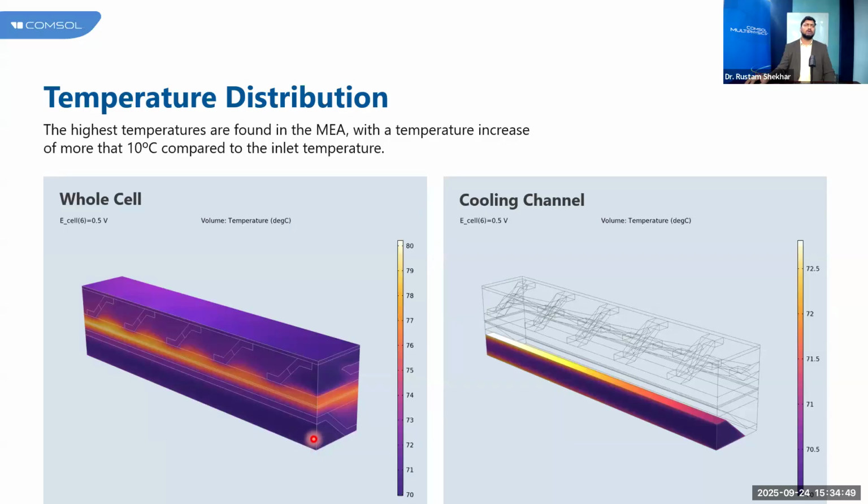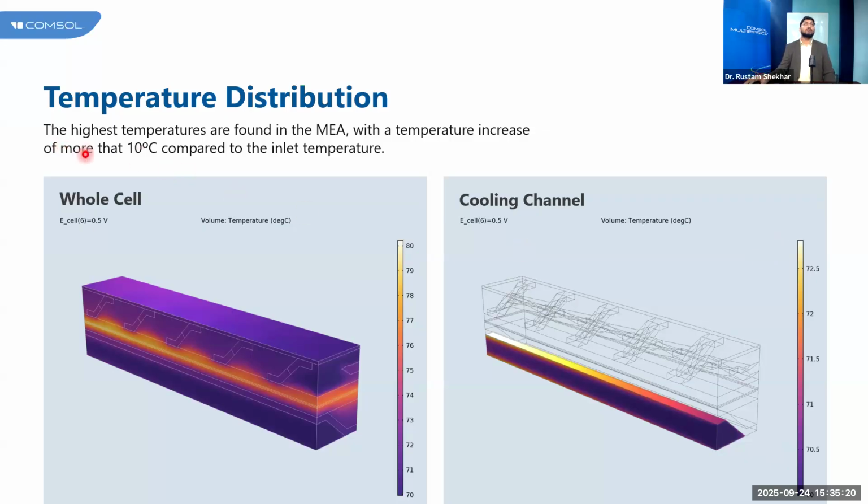And as we go away from this MEA, we can see the temperature coming down. But we don't want to raise the temperature more than 80 degrees Celsius, so we have to remove this heat. So we have deployed these cooling channels. In the cooling channels, at this location we have the inlet, which is coming at 70 degrees Celsius, and at the outlet we can see a 2 degree rise along the flow. So to maintain the temperature at 80 degrees Celsius, we have to fix what the inlet temperature and the inlet flow rate will be.